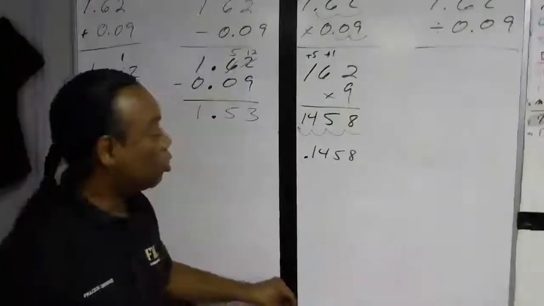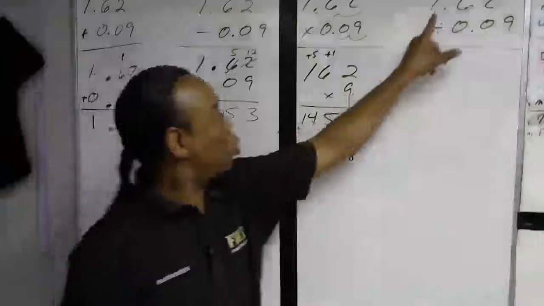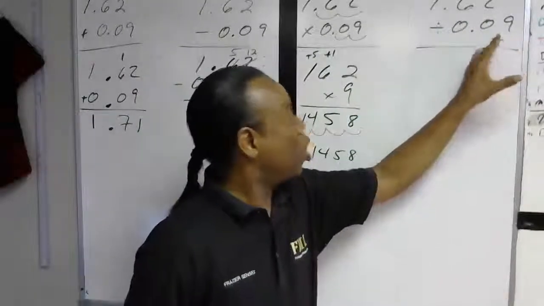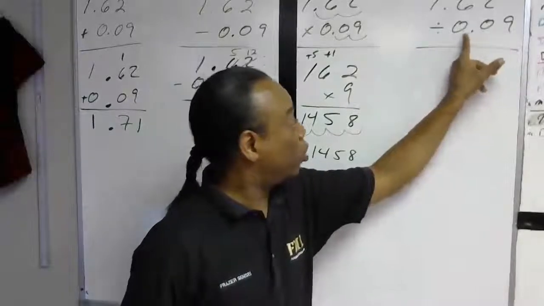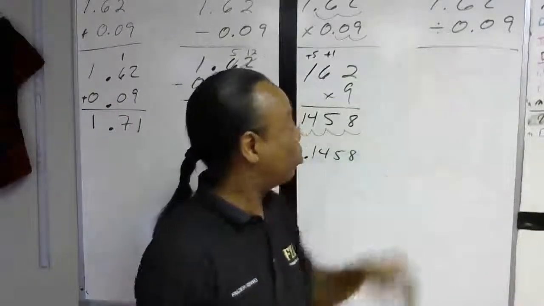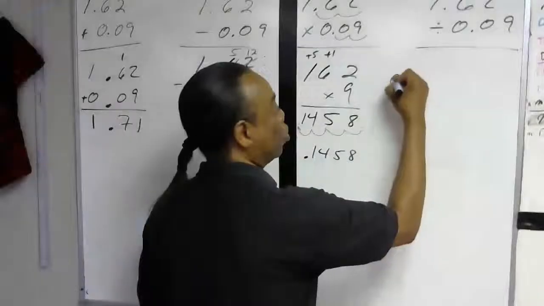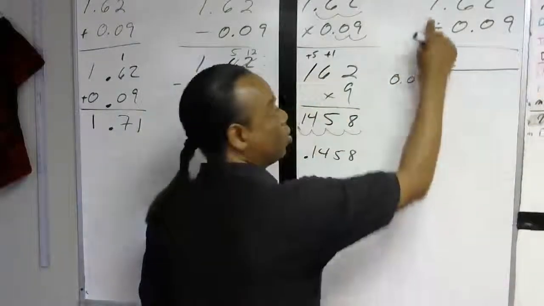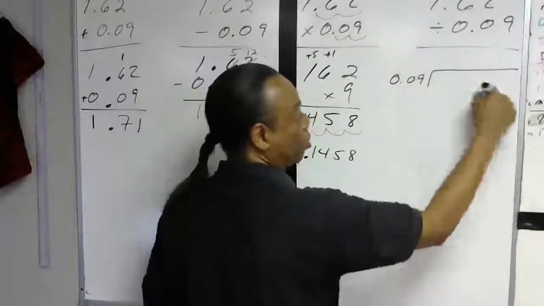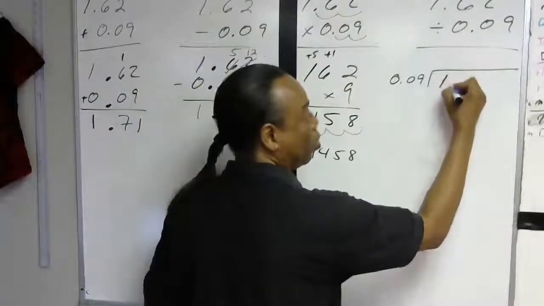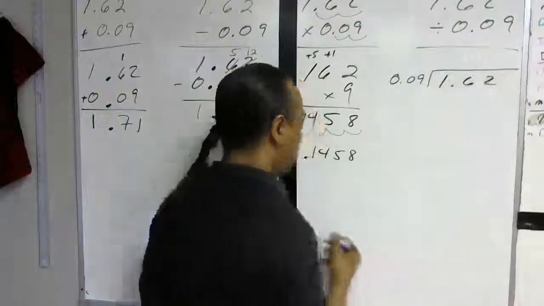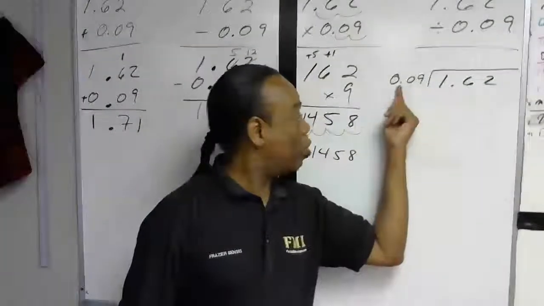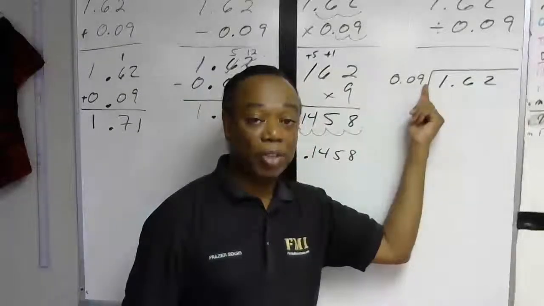Okay, next one is division. Division, you see this is 1.62 divided by 0.09. What I'm going to do is I'm going to put the 0.09 first here. 0.09, then the fraction bar, and then we're going to put the first number inside the bar. It goes inside the house, 1.62. Now, these cannot be solved until this decimal is behind the first number on the outside.